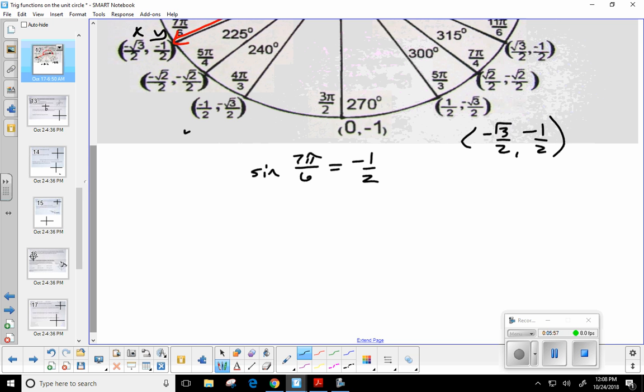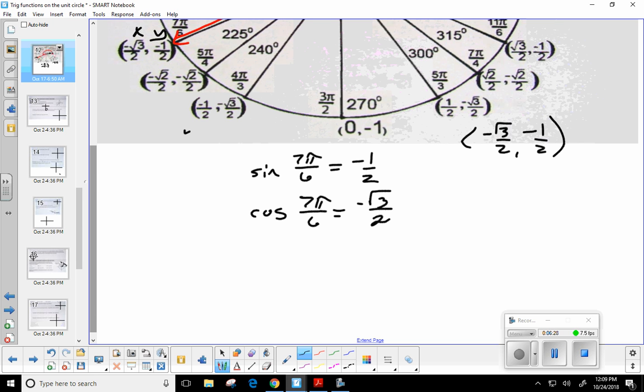Well, let's say I were to ask you for the cosine of 7 pi over 6. Then all you need is the x value. Cosine simply wants the x. Sine simply wants the y. So the x value of this coordinate would be negative square root of 3 over 2. So if you're just asked for cosine and sine, you're just looking for the x or the y value. Now, if you want the other trig functions, that's when those ratios are going to be really important to you.